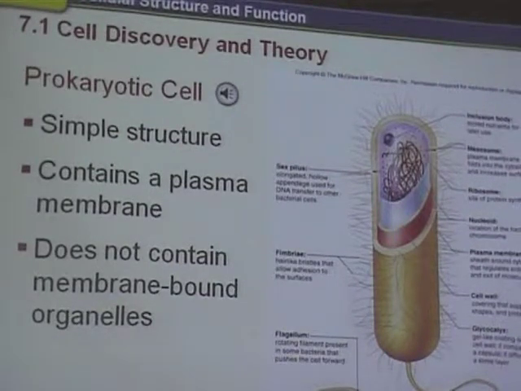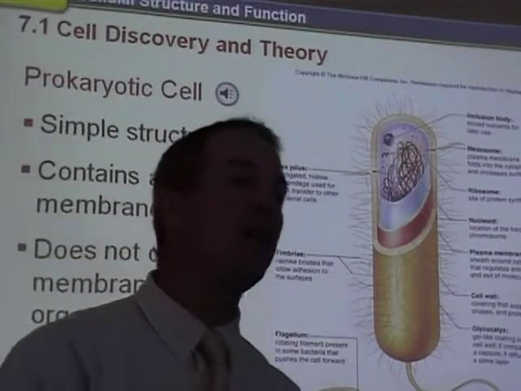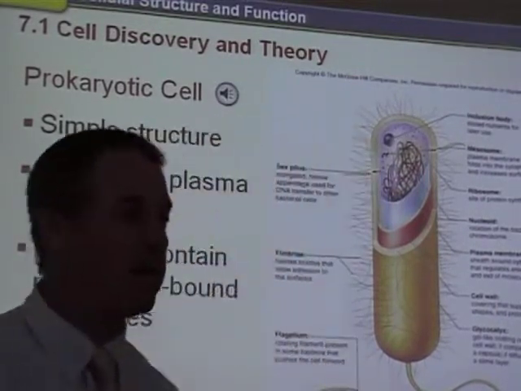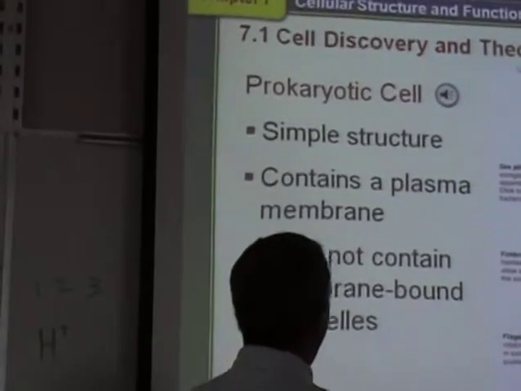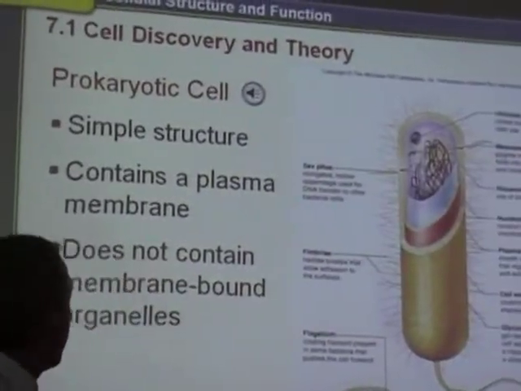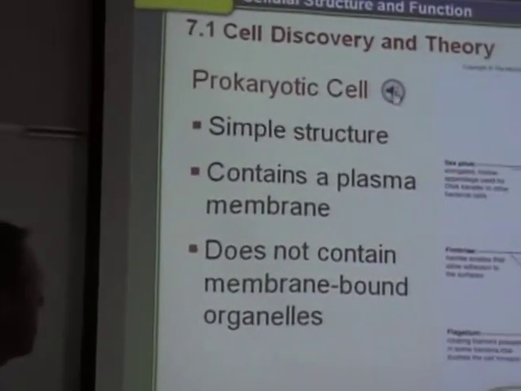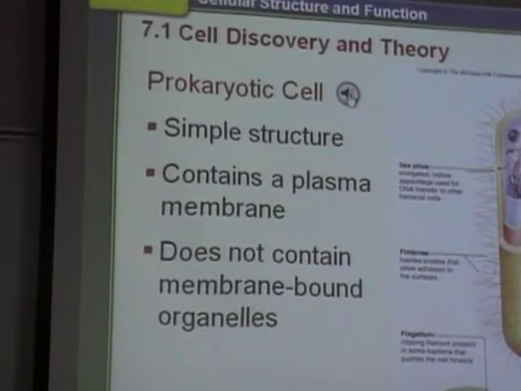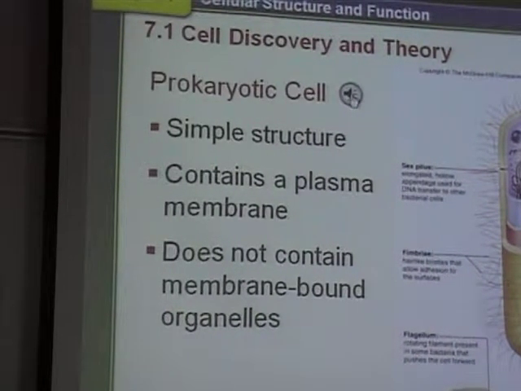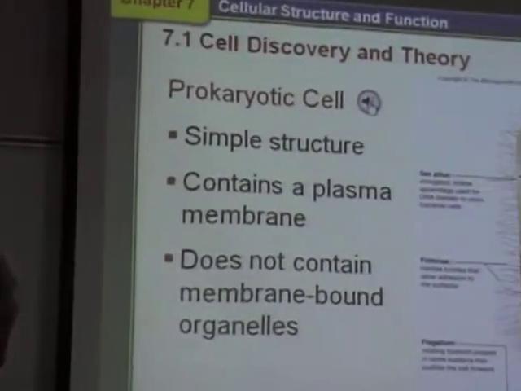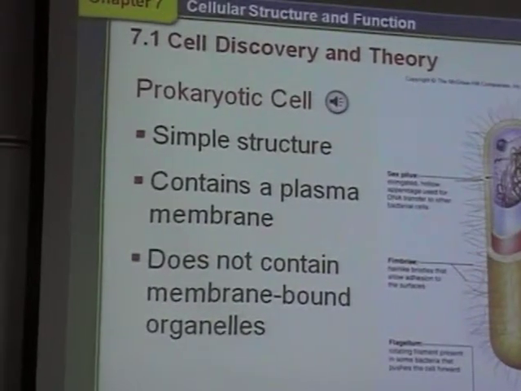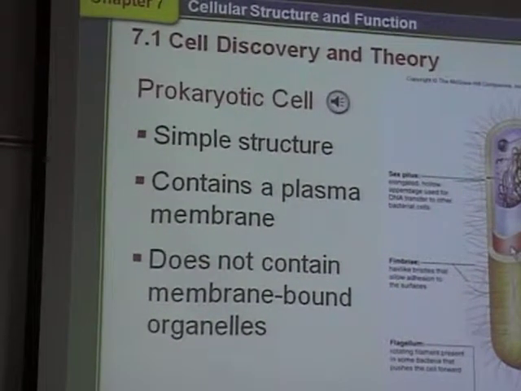Now, there's two types of cells out there: your prokaryotic cell and your eukaryotic cell. The first type is the prokaryotic cell. It's very simple. Let's hear what he says about that. A prokaryotic cell is a microscopic unicellular organism without a nucleus or other membrane-bound organelles. Okay. Thank you, sir.